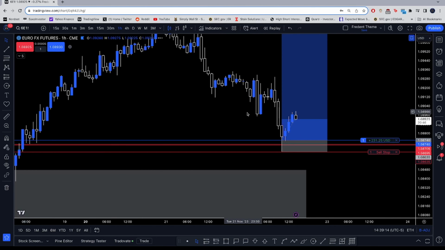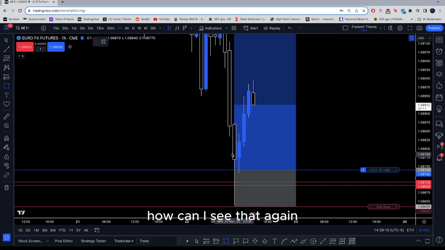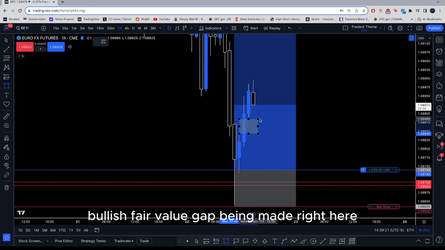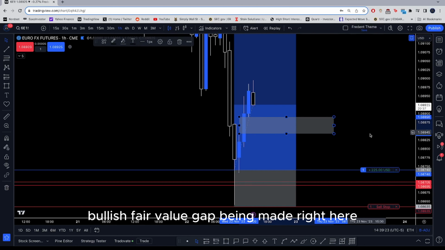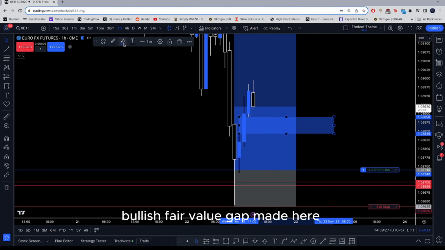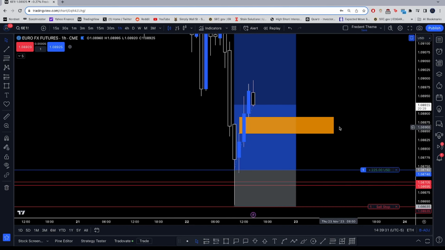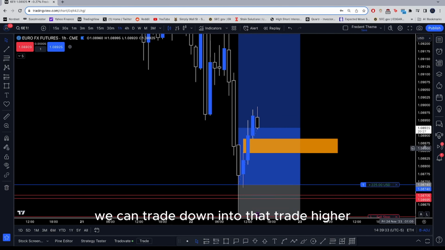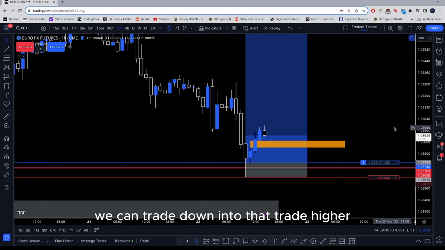So go into the hourly chart, we can already see that we want to go higher. How can I see that? Again, bullish fair value gap being made right here. It is that simple. Bullish fair value gap being made here. I'll make another color. Bullish fair value gap. We can trade down into that, trade higher.